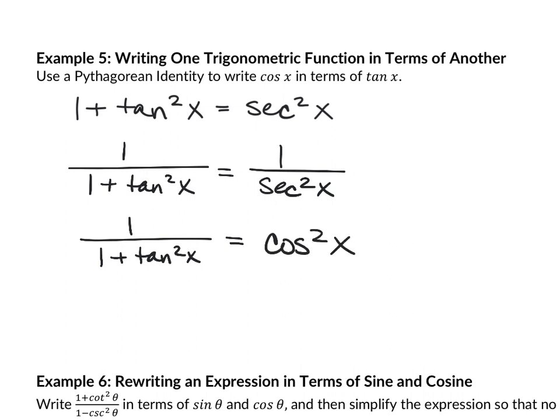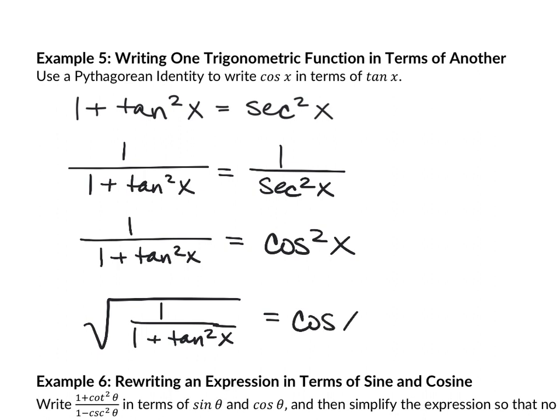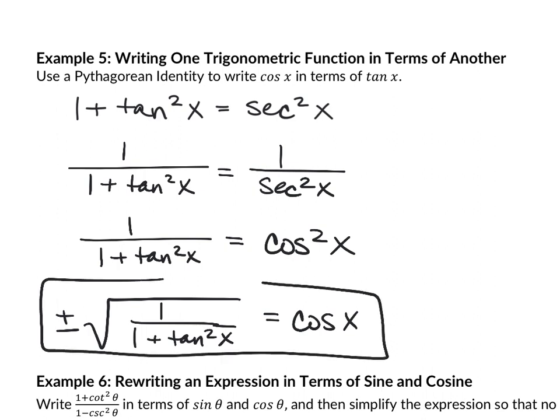But I don't want this to be in terms of cosine squared of x. I want it to be equal to regular cosine, which means I just need to take the square root of both sides. So if I do the square root of 1 over 1 plus tangent squared of x, that would be equal to cosine of x. Oops, I almost forgot my plus or minus. Please don't forget that. So we have cosine of x written in terms of tangent of x.